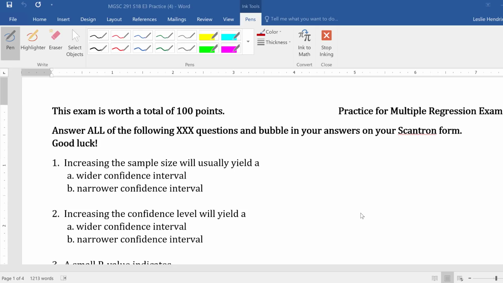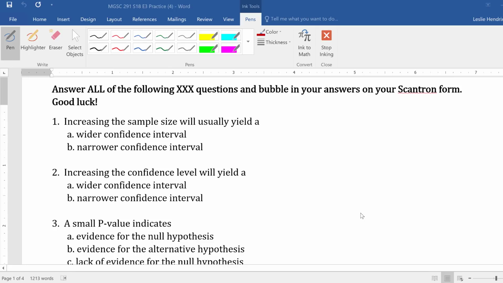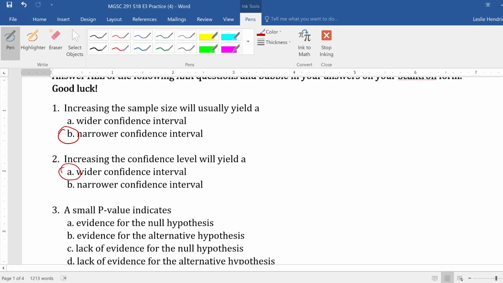All right, so there are 22 questions here, but your exam is going to be 31 questions, and we're going to take it out of 30. So let's get started. Increasing the sample size does what? Hopefully by this point in the semester you know that that reduces variability, so that leads to a narrower confidence interval. And then increasing the confidence level yields a wider interval. If you want to be more confident, you're going to need a wider interval to capture that parameter.